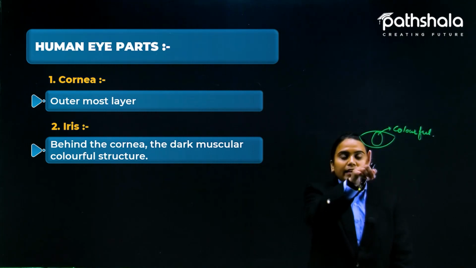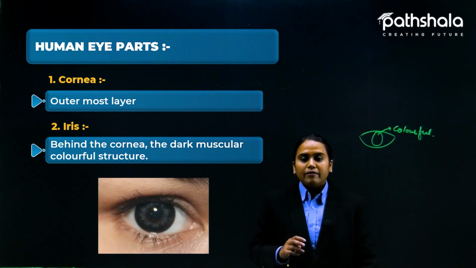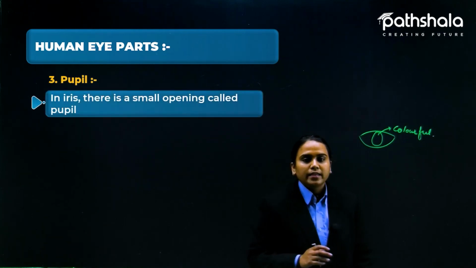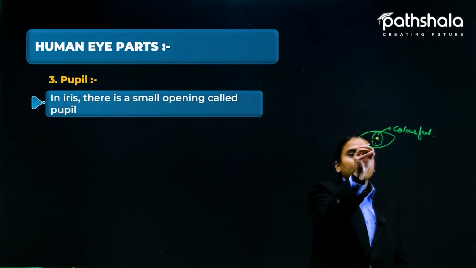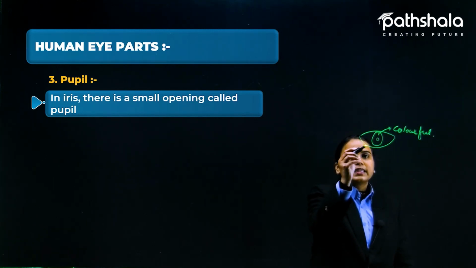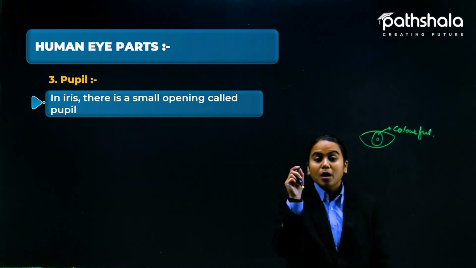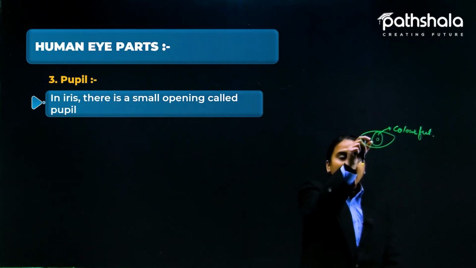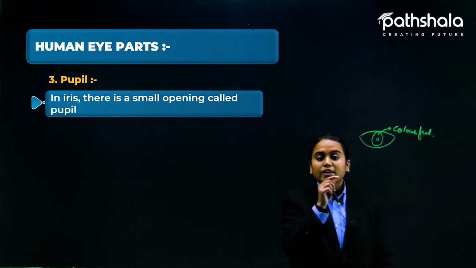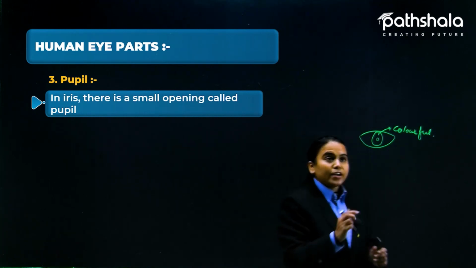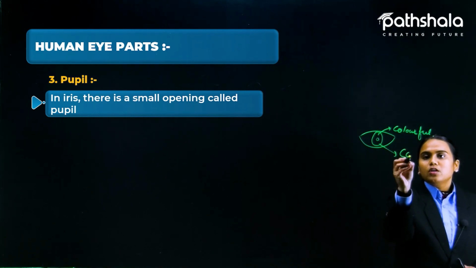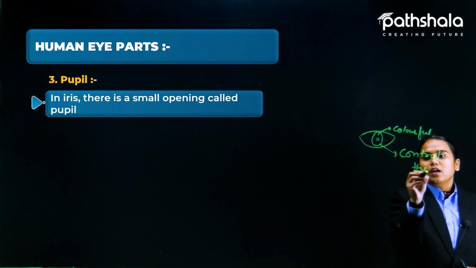Inside the iris we have the pupil. If you see your eye closely, students, you will see that inside this circular thing there is a black spot, even in colorful eyes, if you look very carefully. That black spot is known as the pupil. Now, the iris controls the pupil. What does the iris do? It controls the pupil.